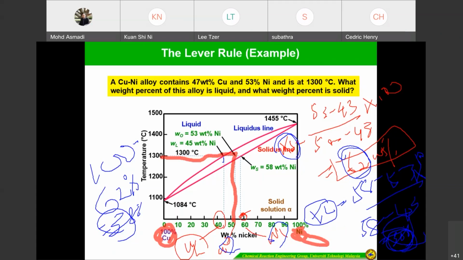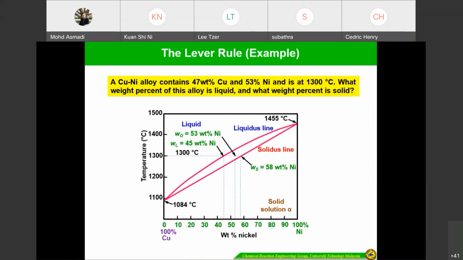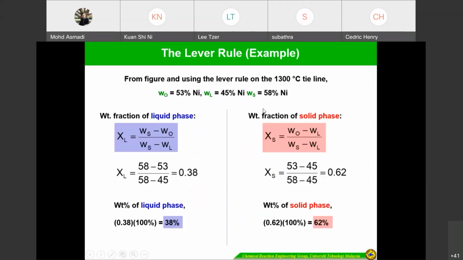So how do you use the level rules? The answer is here. That one. Okay.